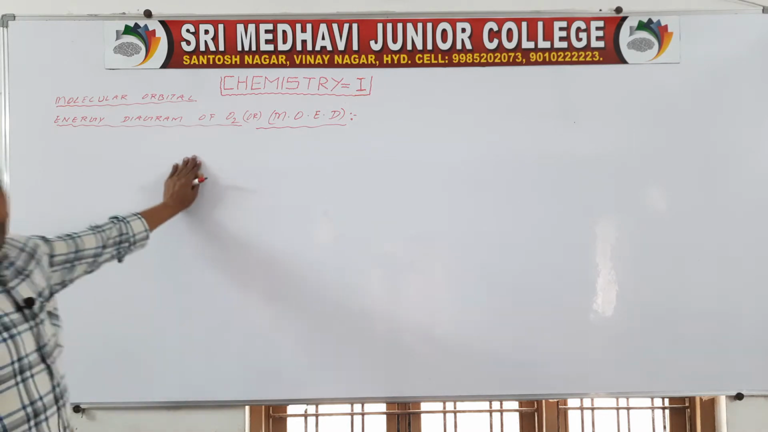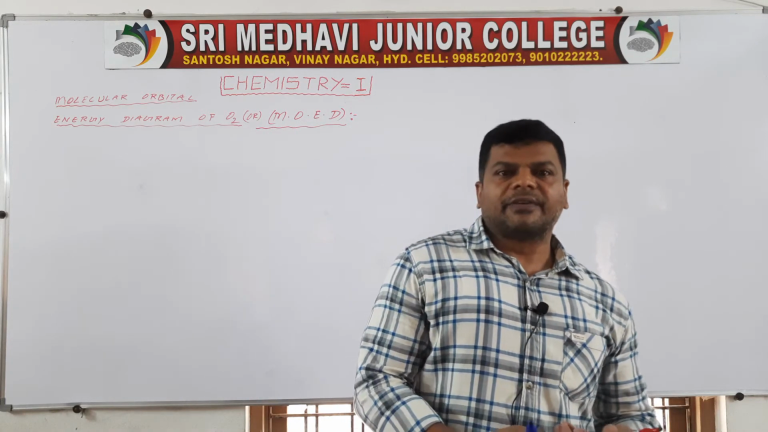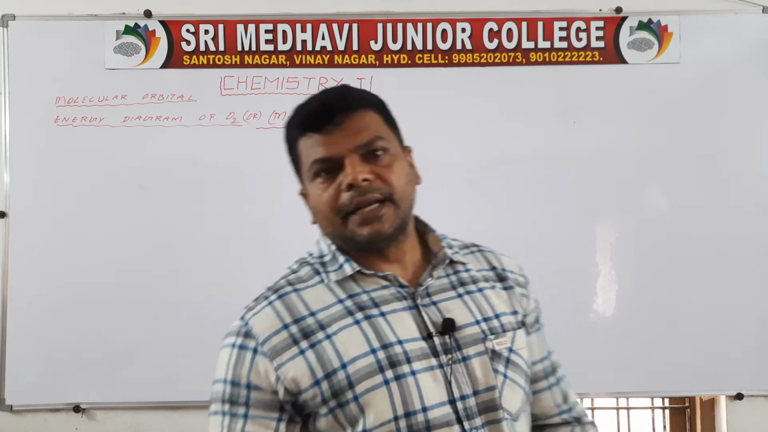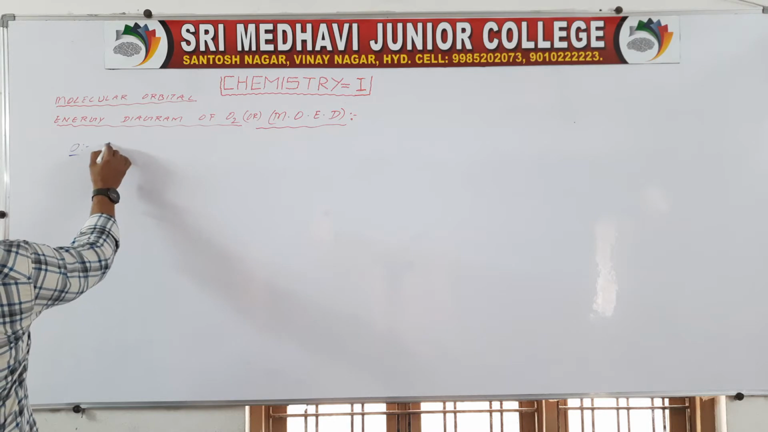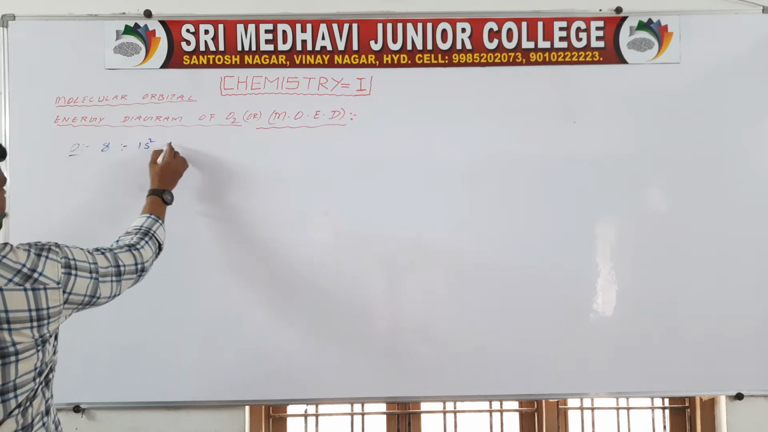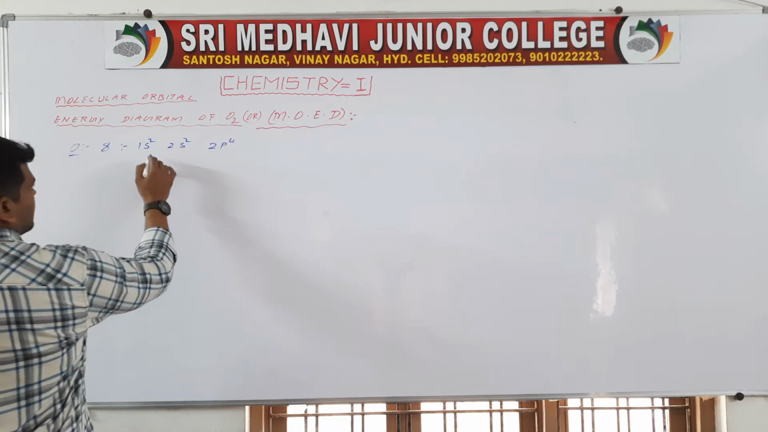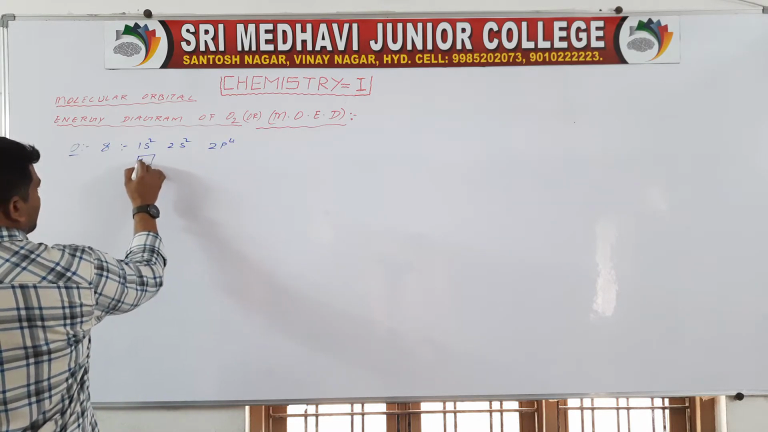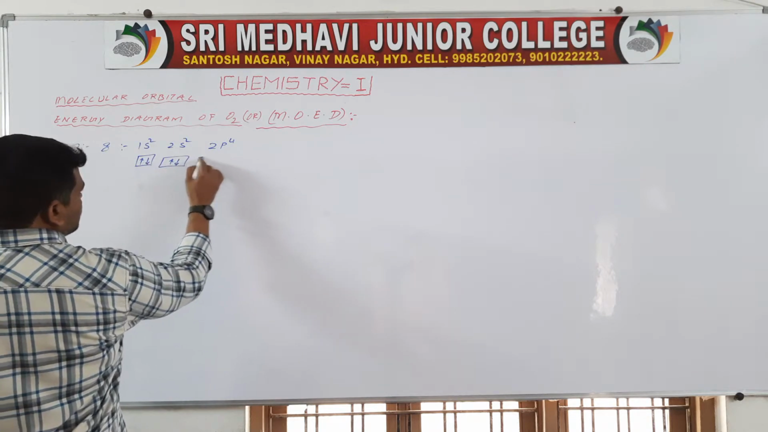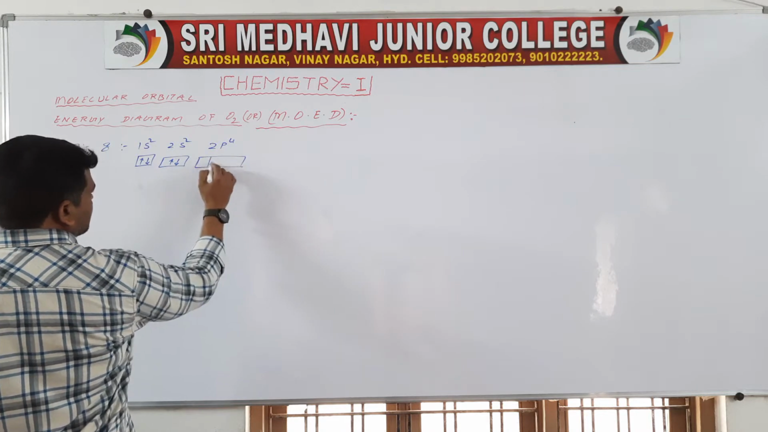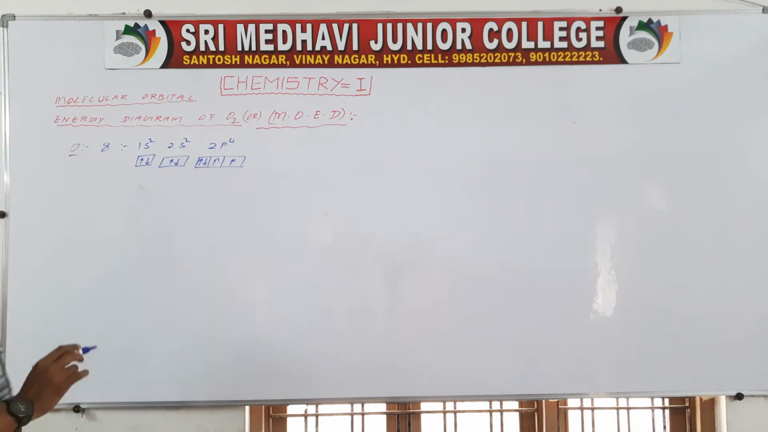See here, for drawing the molecular orbital energy diagram of O2, you have to know first its atomic number and its electronic configuration. Oxygen atomic number is 8: 1s2, 2s2, 2p4. So here how many electrons? 2. Here how many electrons? 2. Here how many electrons? 1, 2, 3 and 4.